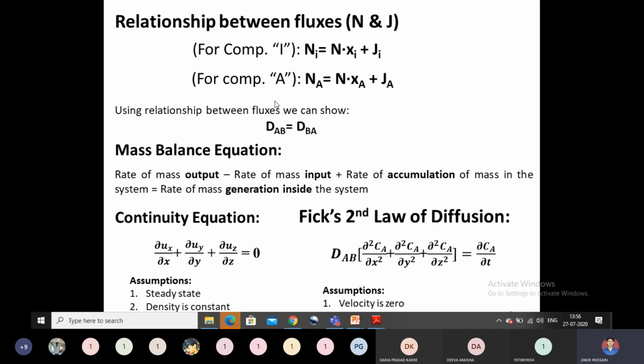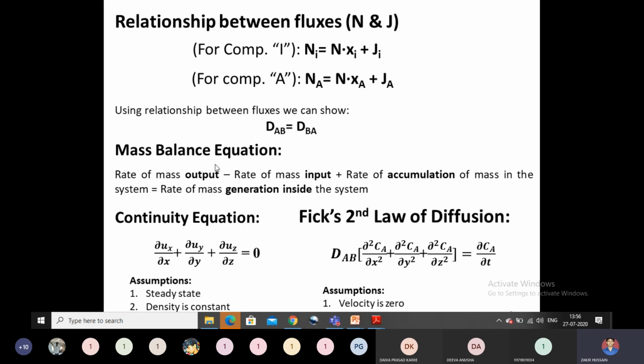Then using this equation and Fick's first law of diffusion, we can derive that DAB is equal to DBA. The diffusivity of A through B is equal to the diffusivity of B through A; we can prove this. Then the mass balance equation, which we already know: output mass rate minus input mass rate plus rate of accumulation of mass is equal to the rate of mass generation inside the system. This is from the CPP course.